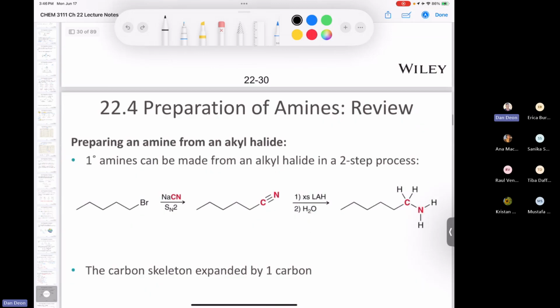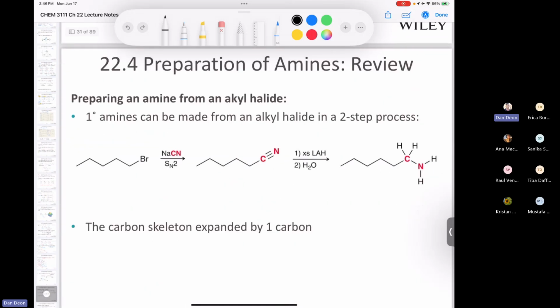Okay, so that brings us to section 22.4. This is the last section that we'll cover today, and this is just review. These are all concepts that we would have seen, but they might not be in your mind right this second. So let's take a look.